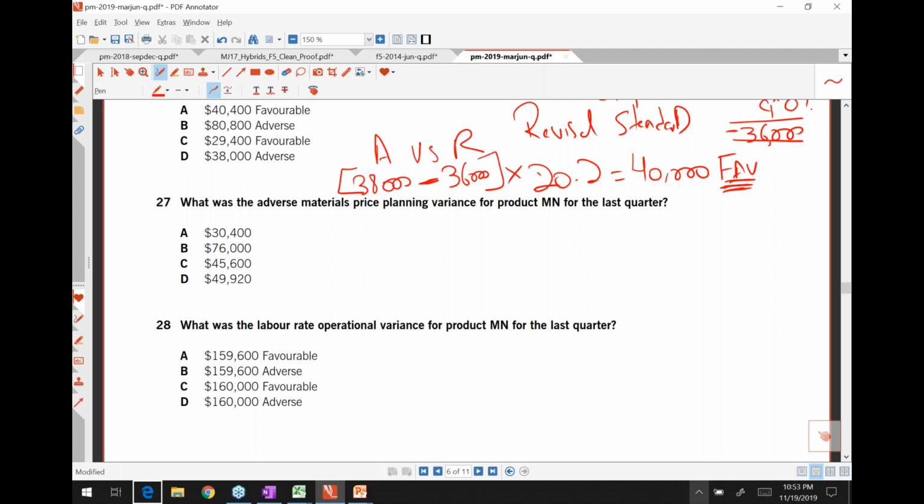Mathematically, it's positive. It's favorable. Logically, it's also favorable because actual sold more than the revised. So mathematically, it's favorable. Logically, it's favorable, and you can find out the answer.